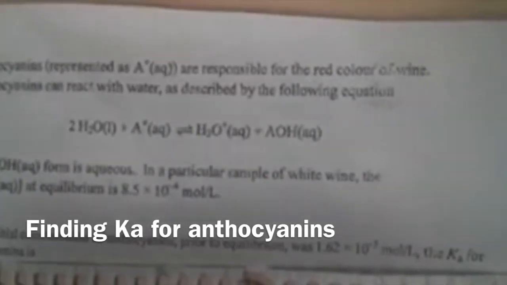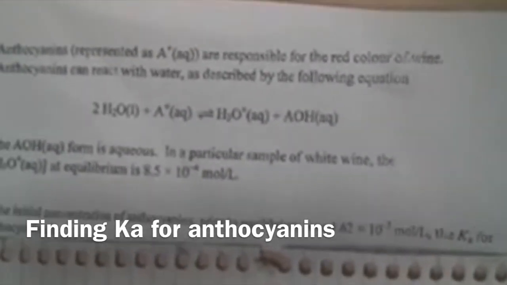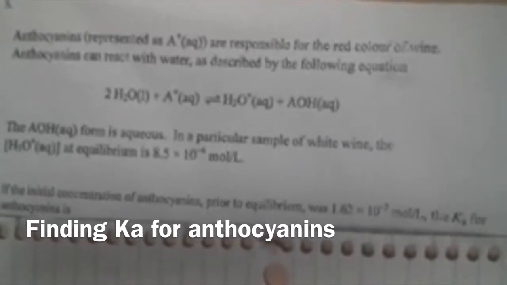The AOH form is aqueous. In a particular sample of white wine, the hydronium ion concentration at equilibrium is 8.5 times 10 to the negative 4 moles per liter. If the initial concentration of anthocyanins prior to equilibrium was 1.62 times 10 to the negative 3 mole per liter, the Ka for anthocyanins is?